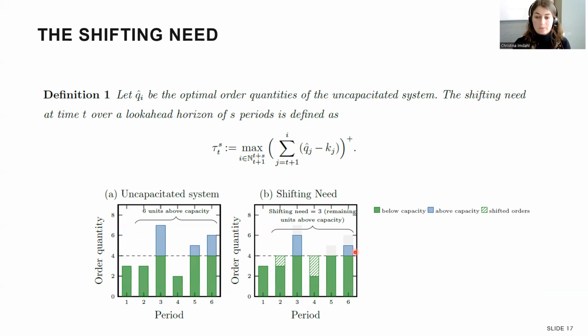We have 3 peaks in total. 2 of them can be shifted to period 4. So there's only 1 left that would need to be shifted to period 1. So in this setting, the total shifting need would be 3 units, because after being able to shift to the previous periods, there would still be 3 units left that we would like to shift to period 1.